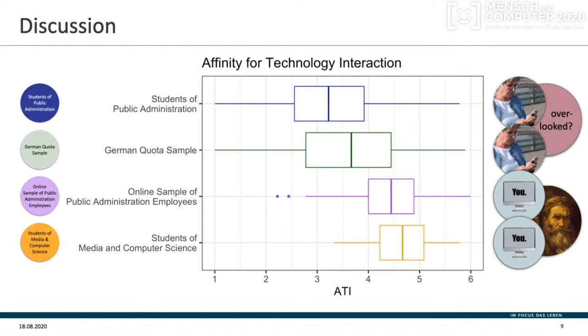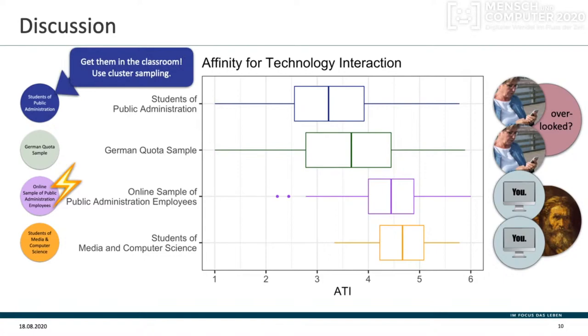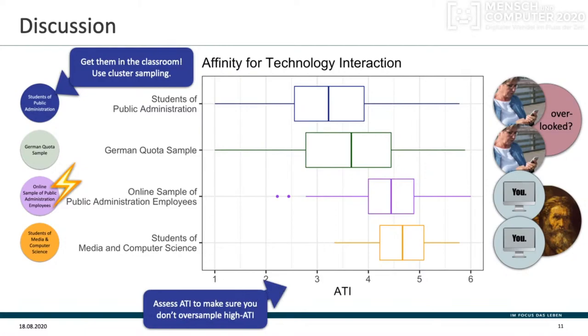If we are using self-selected online samples, even in a forum that is about public administration in general, we risk getting participants who are too similar in ATI to ourselves and not representing the whole user group in public administration. Convenient online samples seem like a bad idea. It appears to be much better to use classroom samples, for example during vocational training or further qualification, or to use a cluster sampling in general. No matter which sample you use, it's a good idea to also measure ATI to check that you do not iteratively optimize for a biased sample.